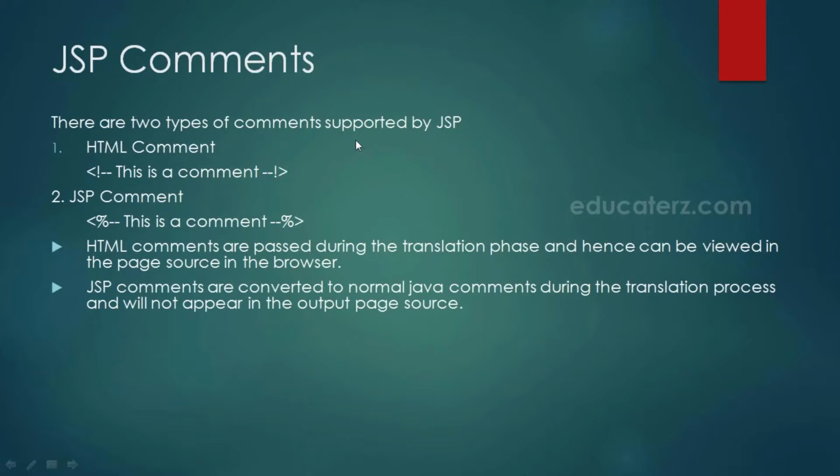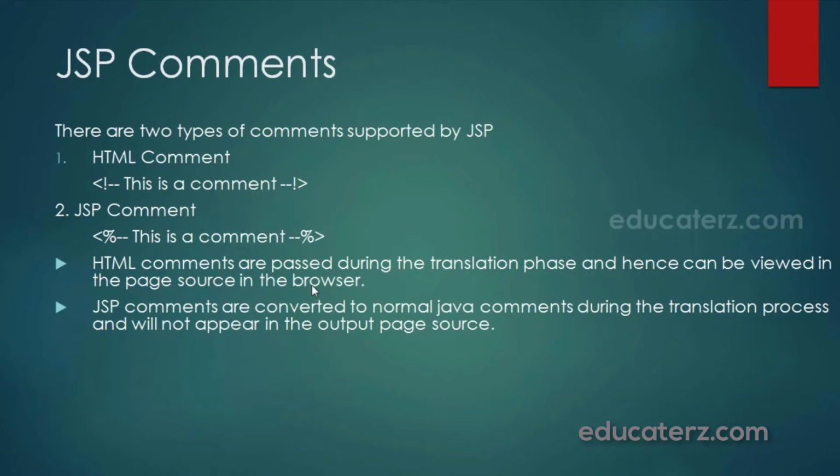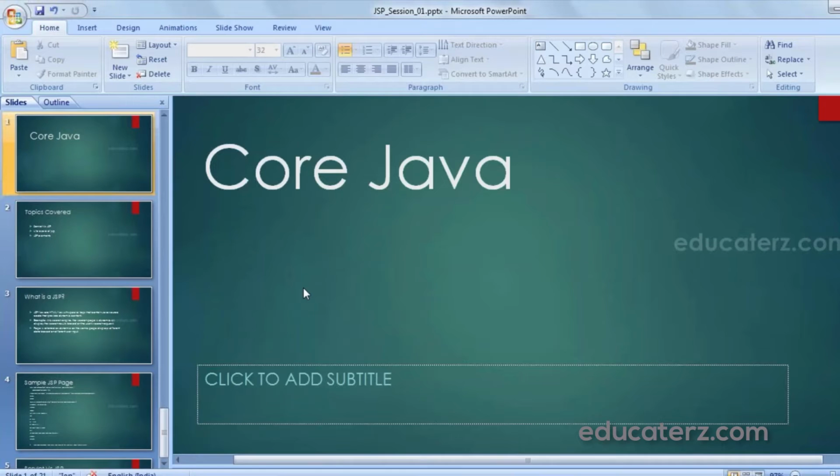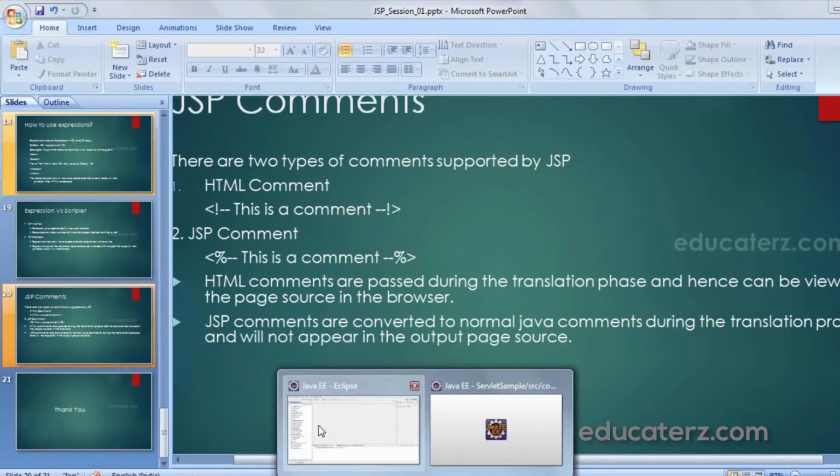Comments: there are two types of comments supported by JSP, known as HTML comments and JSP comments. HTML comments can be viewed in the page source in the browser, whereas JSP comments are converted into normal Java comments, so they will not appear in the output page source. Let's see an example of writing a simple JSP page.